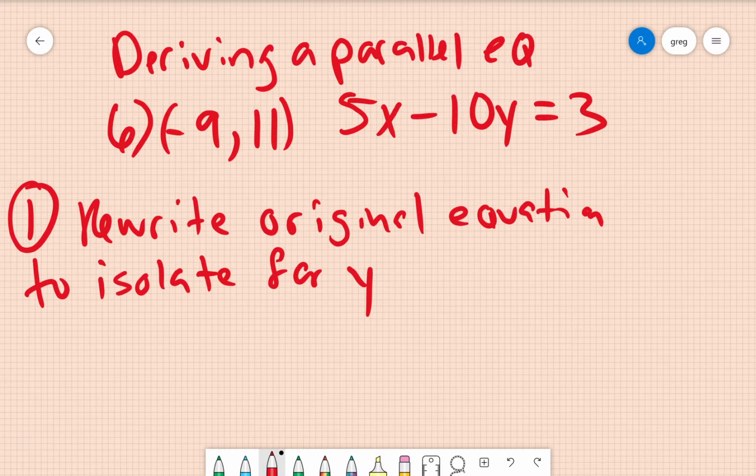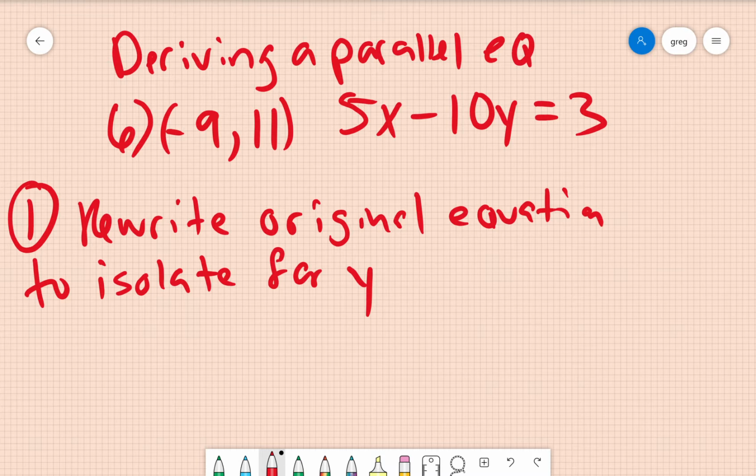Now, why are we doing that? Why do you think we have to isolate this equation for y? Yes, we want it in y-intercept form. Y is dependent. Yes, we definitely want to have it in function form, y equals mx plus b, so that we can have y be the dependent variable.